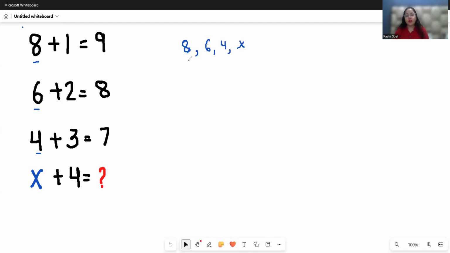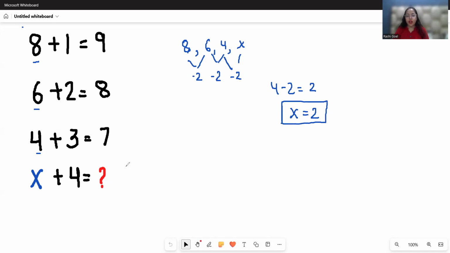So what do you notice? There's a difference of 2. 8 minus 2 is 6. 6 minus 2 is 4. There's a difference of 2. So 4 minus 2 is 2. So what is the value of x? 2. So let's put the value. So it becomes 2 plus 4, which equals 6.